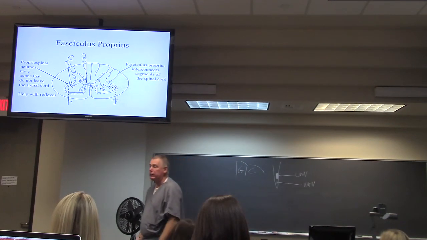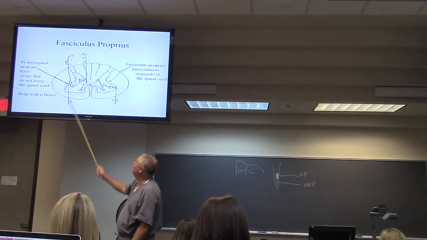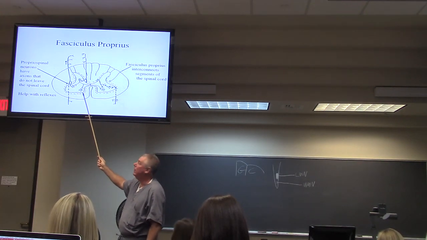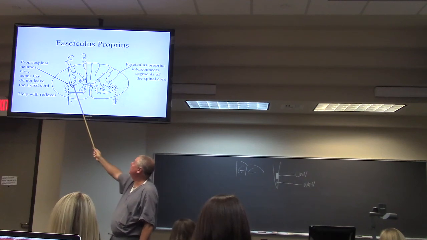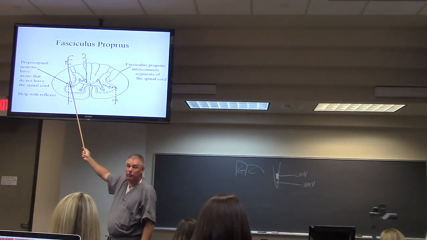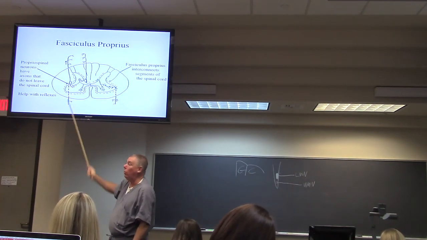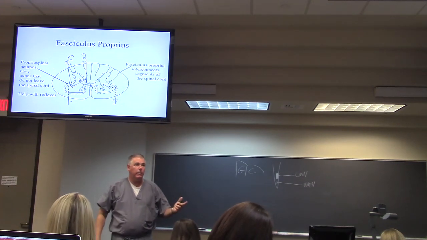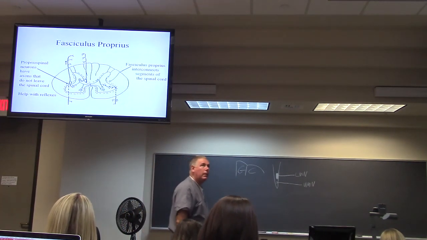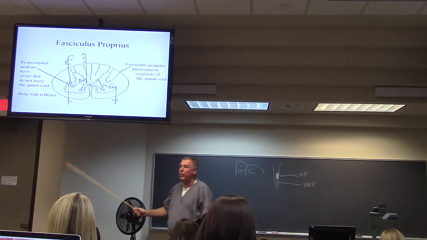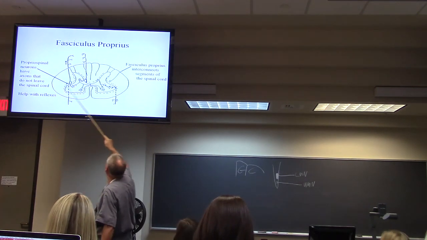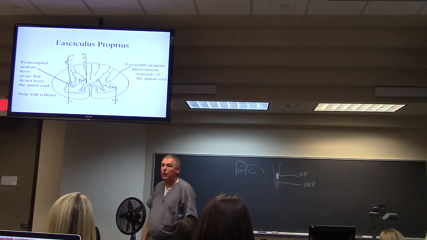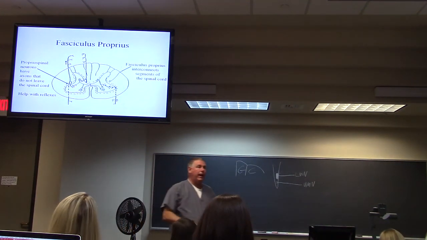Another thing that can cause information to overlap is the fasciculus proprius. Right around the gray matter of the cord, there are neurons that stay within the spinal cord that connect one segment to the next. The fasciculus proprius does that. Where's the name of the fasciculus proprius? Right there. They connect different layers of the cord.